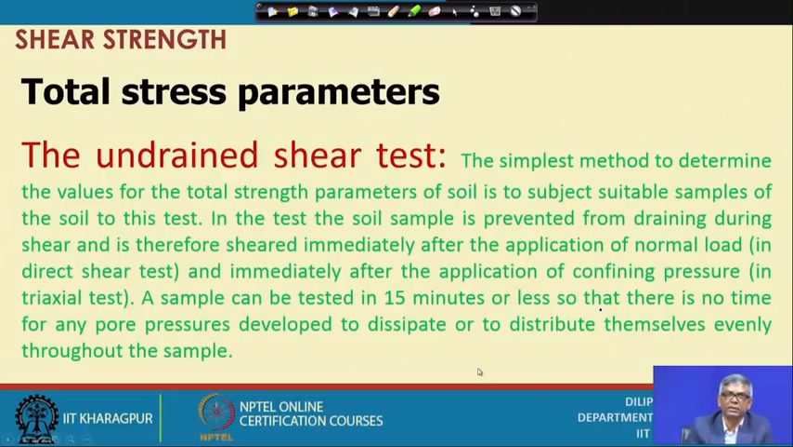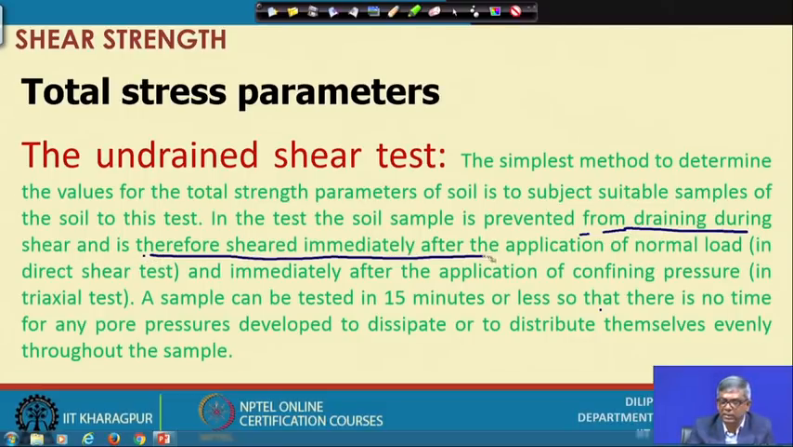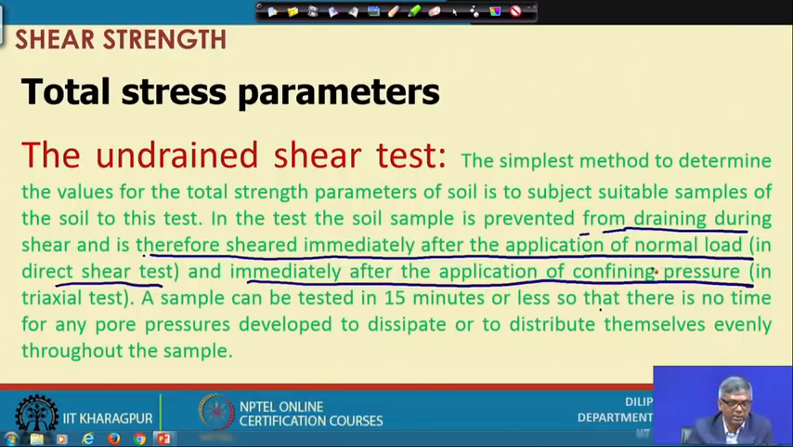And then the total stress parameters, the undrained shear test parameters. The undrained shear test parameters can be obtained in a very simple way: you apply your confining pressure, that means cell pressure, and test immediately, and that test will give you the undrained test. That means we are not allowing any drainage or consolidation during the shear. The sample is prevented from draining during shear, so it is called an undrained test. The shear is done immediately after the application of confining pressure in the triaxial test.